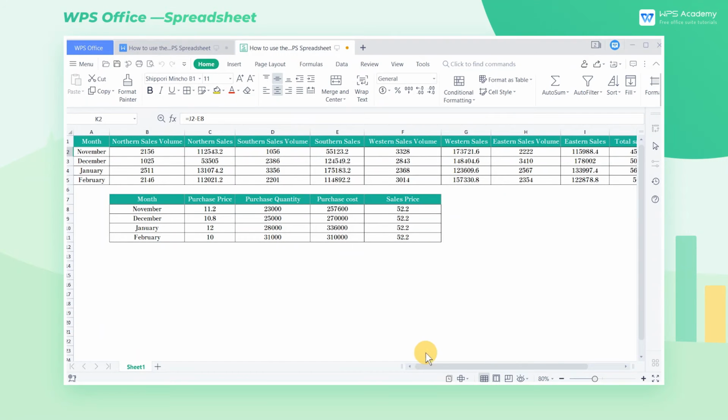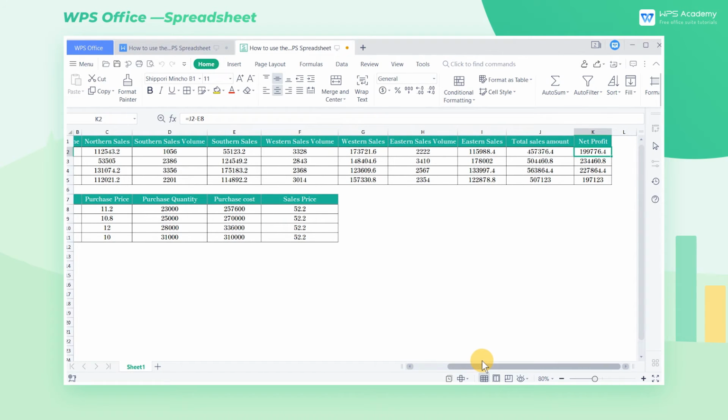When working with data tables, especially when the data is referenced multiple times, we can find potential errors by tracing dependence. Take this worksheet as an example. The net profit in the table is calculated from the total amount of sales minus the cost of purchases. Normally, it's difficult to detect if the figures are misquoted.